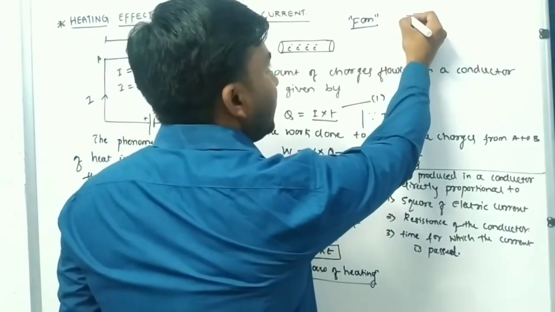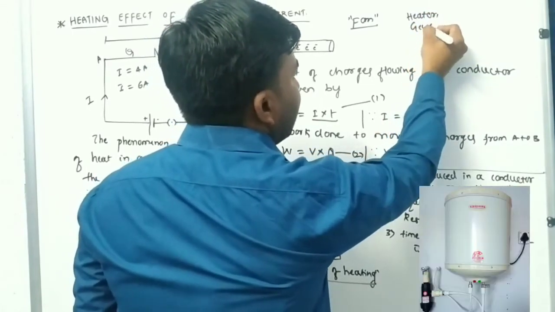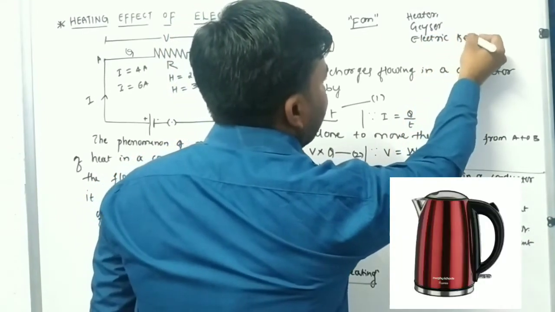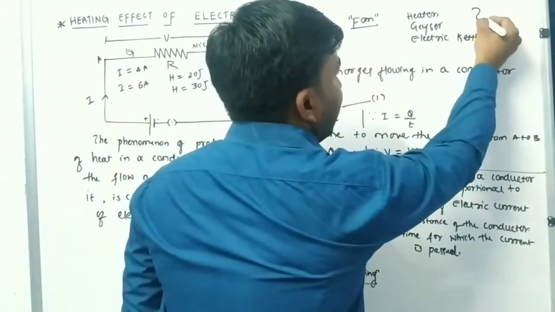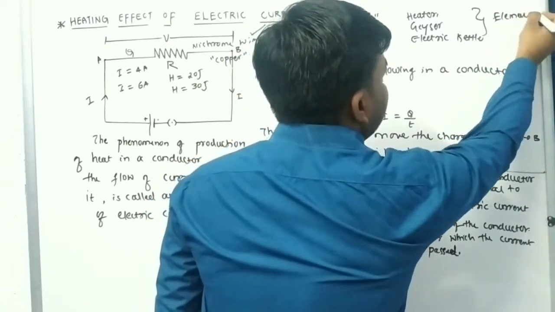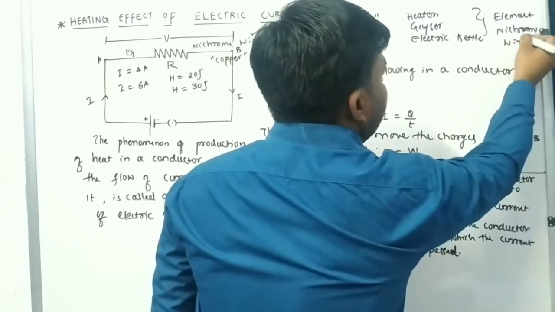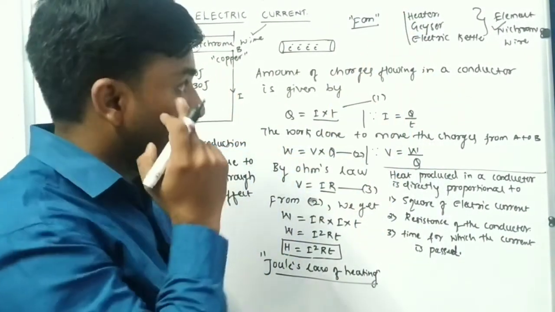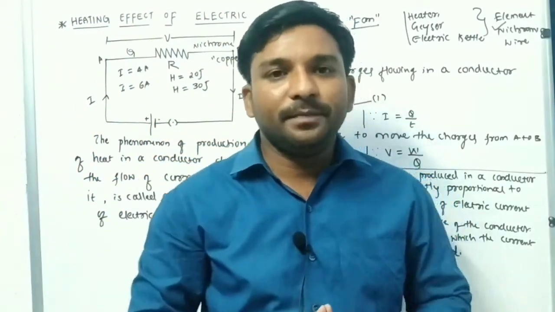Whereas if you use a heater, geyser, or electric kettle, these electrical appliances contain a heating element like nichrome wire. Due to this heating element, nichrome wire, these electrical appliances will get heated, not the electric fan. So these are the important differences you need to remember.